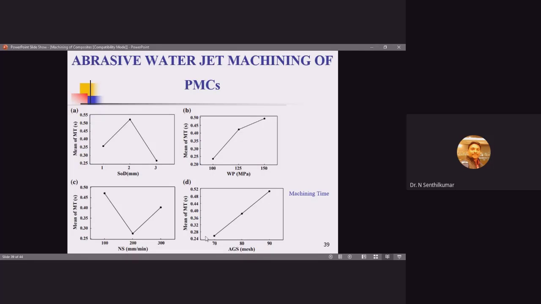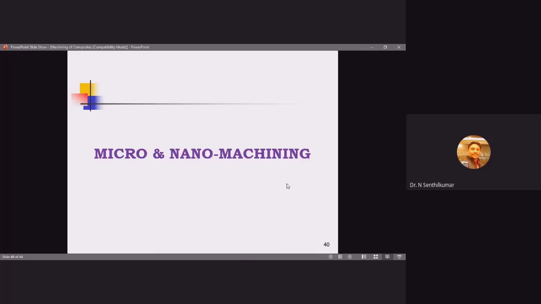So I am going to choose a lesser abrasive grain size. So that is my aim. So I have to select this. So water pressure has to be normal and the nozzle speed has to be moderate. So this is the case.